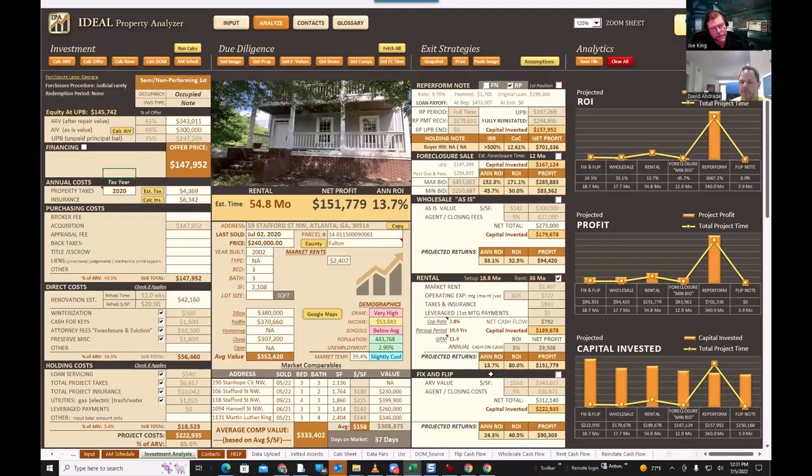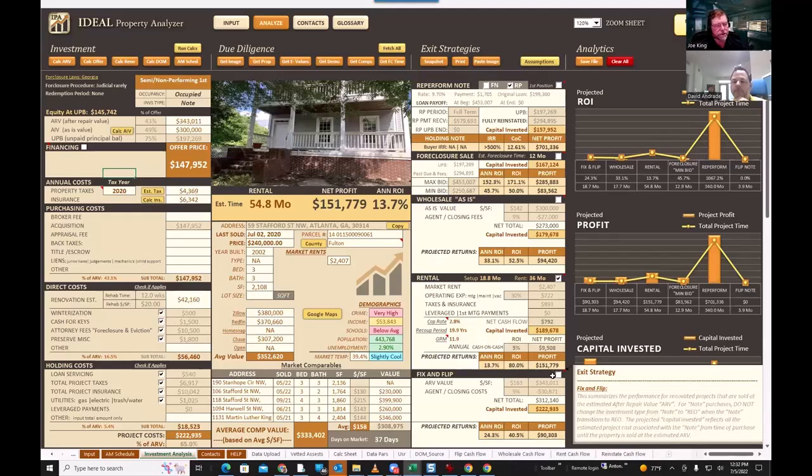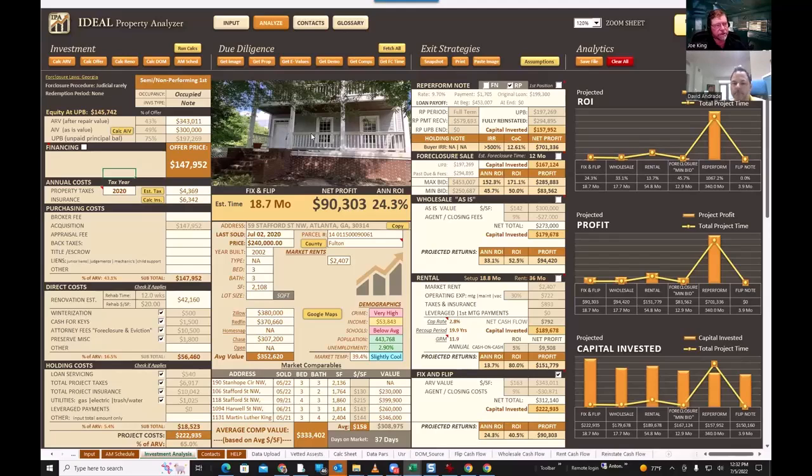13.7% return on a rental is actually considered pretty good, so that might be the way to go. On the flip side, there's also an analysis where we look at a fix and flip. Now, in this case, this is a fairly new property, so I highly doubt there's a whole lot of fix and flip going to happen here.